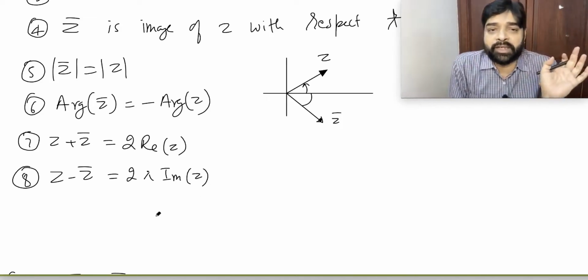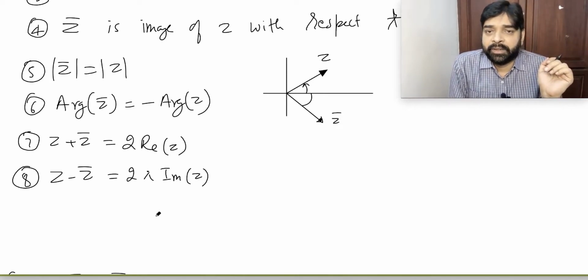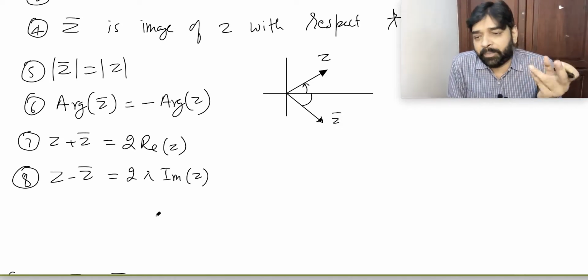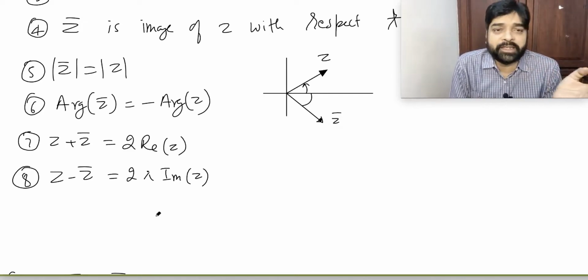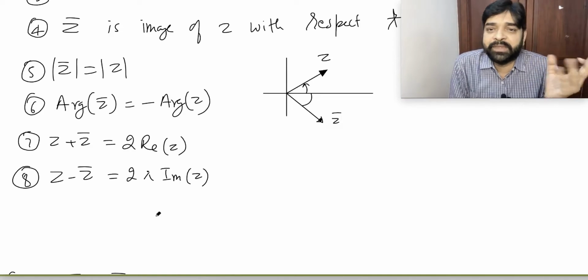Did you understand? And addition we understood, subtraction we understood, product we already know, z z bar is equal to mod z square. Division doesn't have any kind of conclusion, so I am not writing that.